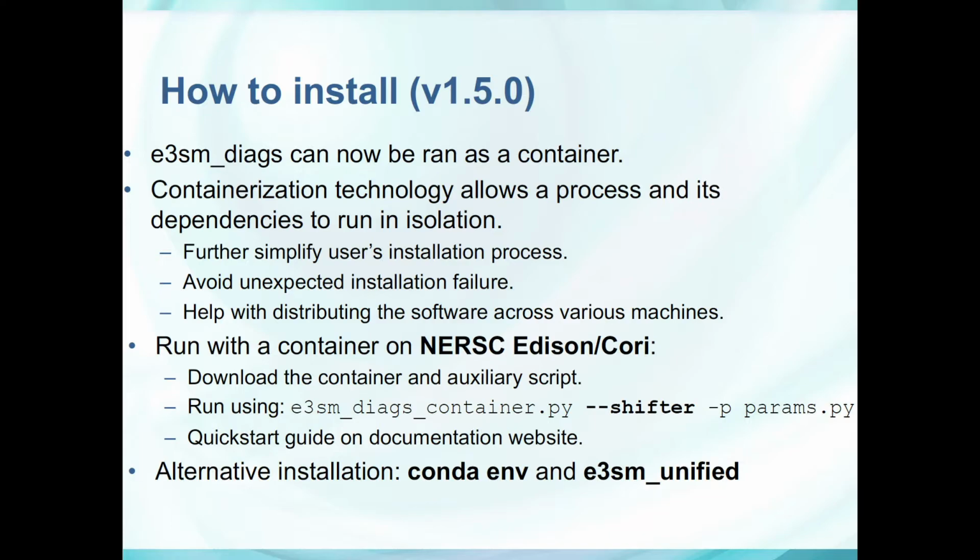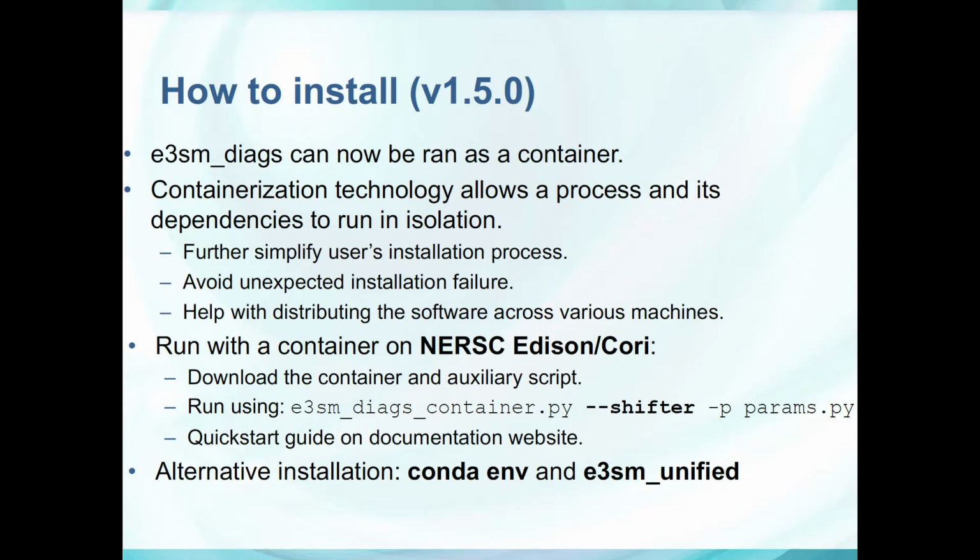For instance, to run with a container on NERSC, Edison, or Cori, the user just needs to download the container and an auxiliary script and run it using the E3SM Diagnostics container Python file, shifter -p, and the configuration Python file. Here, Shifter is a container runtime available on NERSC. We have an end-to-end quick start guide on our documentation website, which I will show later.